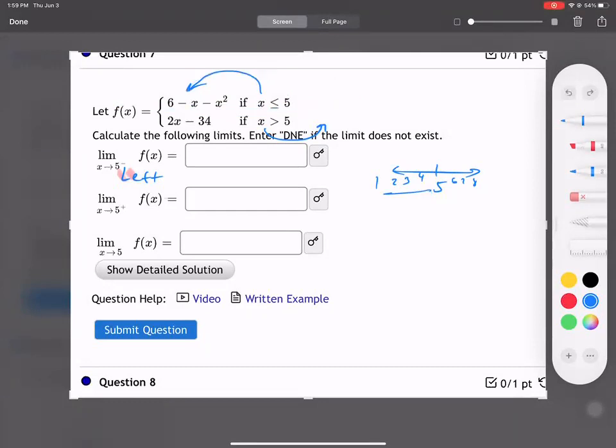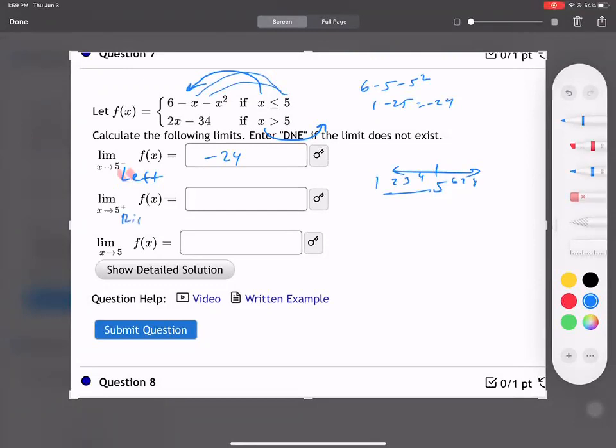And this problem is confusing when you don't know how to read the problem. So at 5, let's plug in 5. 6 minus 5 minus 5 squared is 1 minus 25, which is negative 24. The graph looks like negative 24 from the left side. Well, how is that different than the next question, which is now the right side?